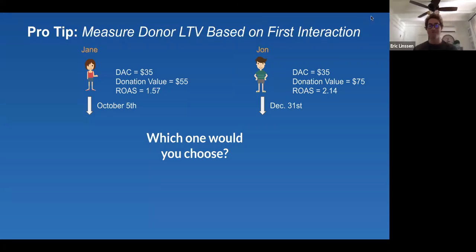I'd love for you guys to put in the chat which donor you'd rather have. And the only difference is that one donated on October 5th and one donated on December 31st.